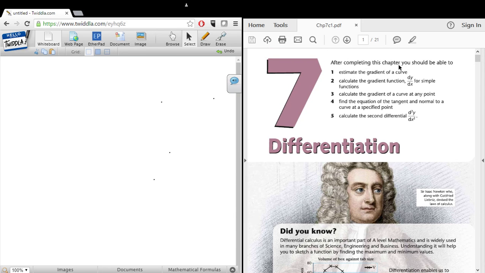After completing this chapter, you should be able to estimate the gradient of a curve, calculate the gradient of a function, calculate the gradient of a curve at any point, find the equation of the tangent and normal to a curve at a specified point, and calculate the second differential, d2y over dx squared.